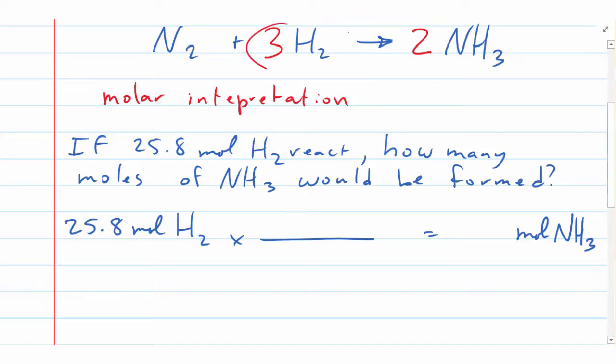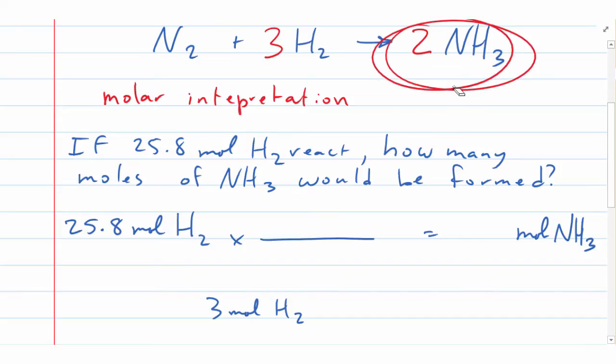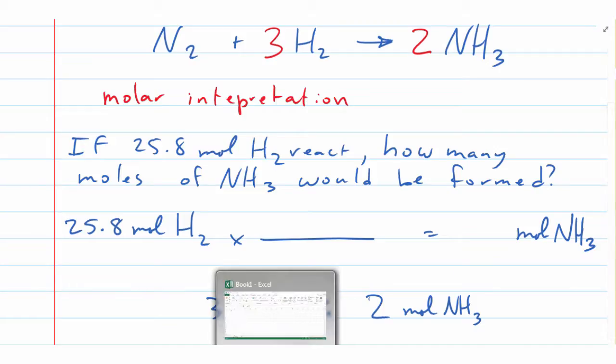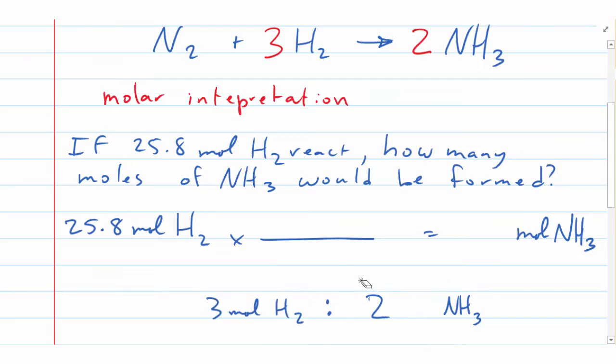According to this chemical equation, we would say that for every 3 moles of hydrogen that react, we wind up producing how many moles of NH3? Two. Okay, so there's 3 moles of hydrogen for every 2 moles of ammonia. The way your author represents these is one of two ways. Sometimes we put a colon between them, which represents a ratio.